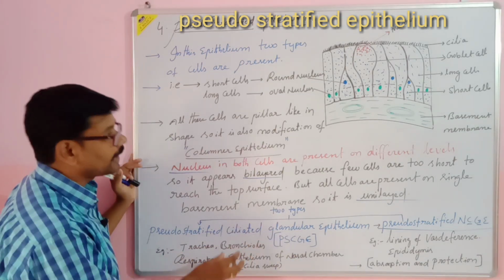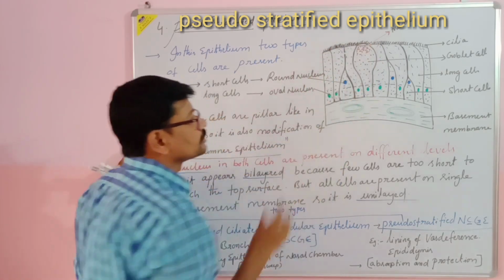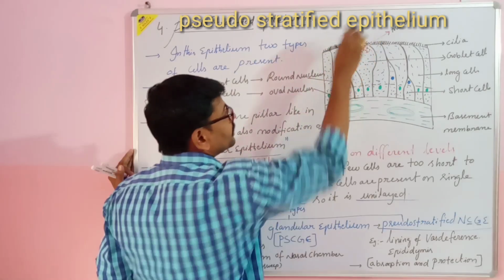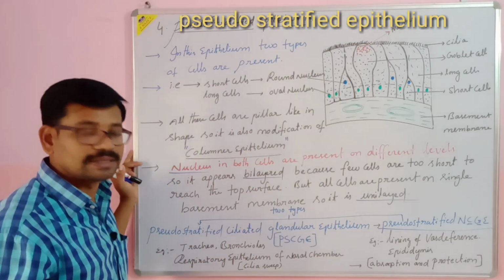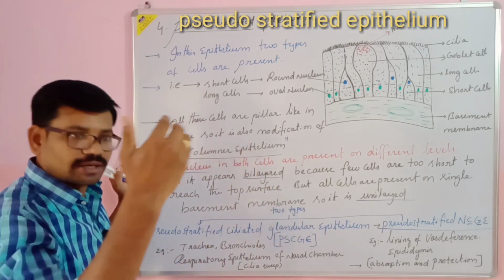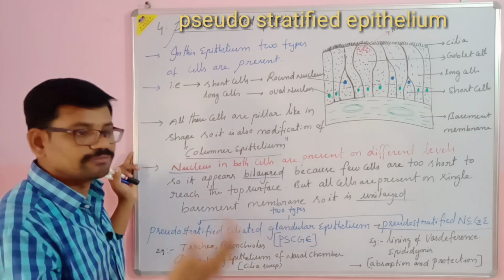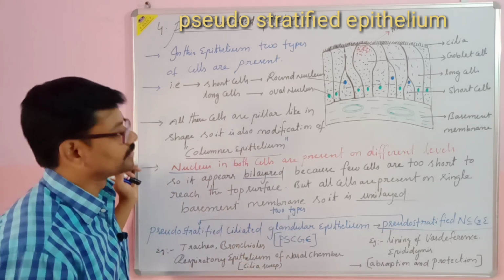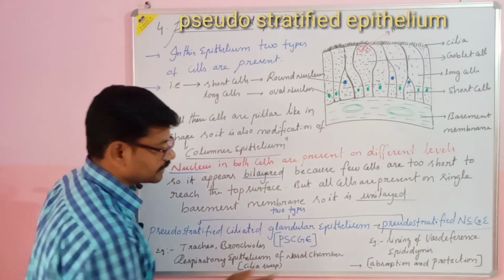So in this, cilia are present as well as glands. These glands secrete mucus, which helps to trap dust particles, and cilia help to sweep the dust stuck on the mucus out to the exterior, right? So that is the importance of this pseudostratified ciliated epithelium.